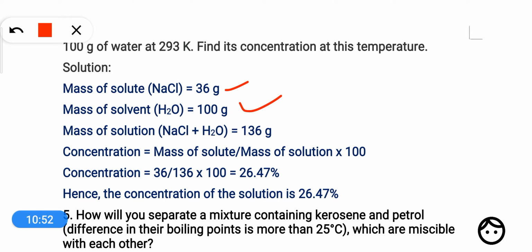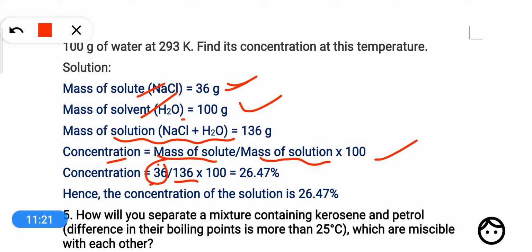For both the mass is given, so we will be using the formula concentration is equal to mass of solute upon mass of solution into 100. So we are actually calculating here mass by mass percentage. Okay, so the concentration will be calculated like this: 36 is the mass of solute, 136 becomes mass of solution, that is both solute plus solvent, right? So 36 upon 136 into 100, total becomes 26.47%. So this will be the mass by mass percentage concentration of the solution.